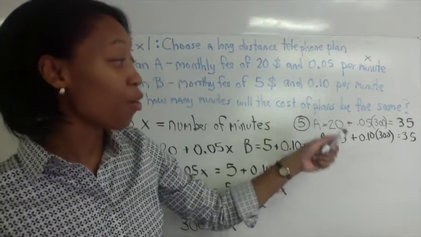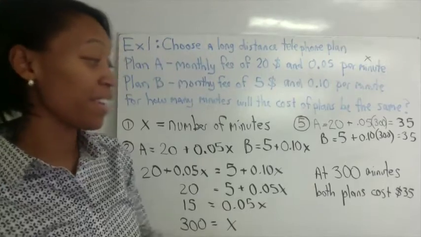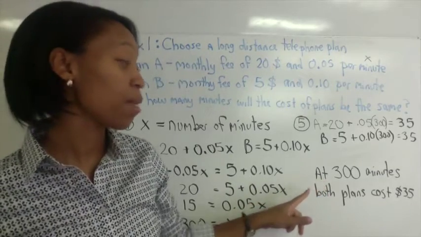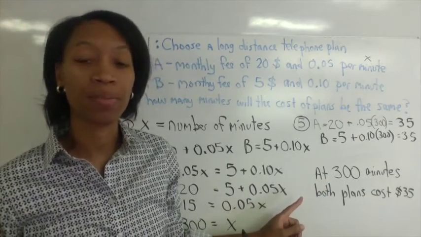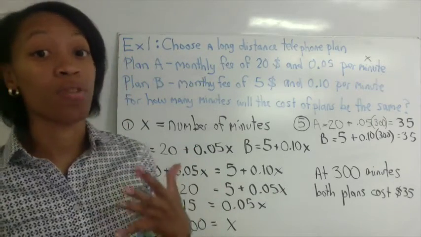So it checked out, both plans are equal at 300 minutes. So my answer is that at 300 minutes, both plans cost $35. So notice the steps that we went through to solve the problem.